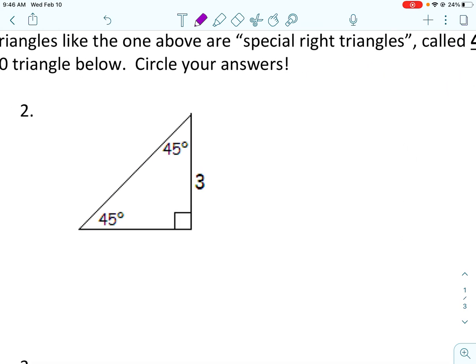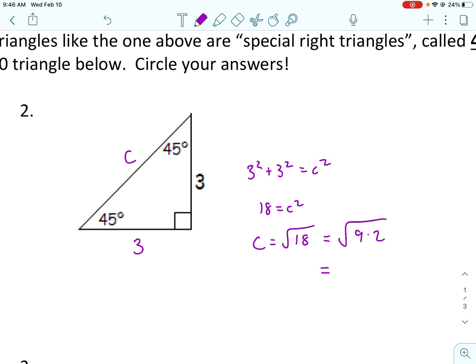So similar to the last problem, this is going to be 3. And we get 3 squared plus 3 squared equals c squared. Here's my c. So you get 9 plus 9, which is 18, equals c squared. So c equals the square root of 18, which is 9 times 2, and the square root of 9 is 3. So you get 3 radical 2.